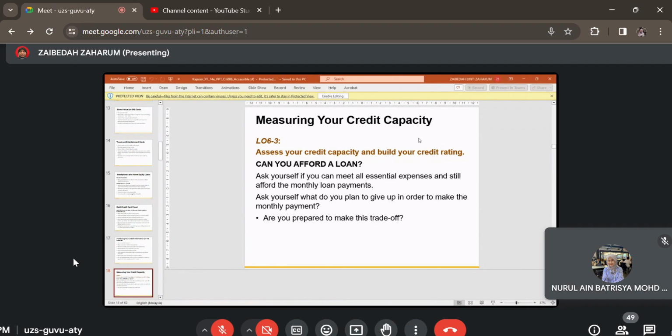Ask yourself if you can meet all essential expenses and still afford the monthly loan payment. Ni kita measure kita punya credit capacity lah. Kita ni layak ke untuk berhutang? Kita layak ke untuk, kita mampu ke ambil loan? So bila kita kata kita nak tengok sama ada kita mampu, tengoklah sama ada kita meet tak all essential expenses, and then still afford the monthly loan payment.